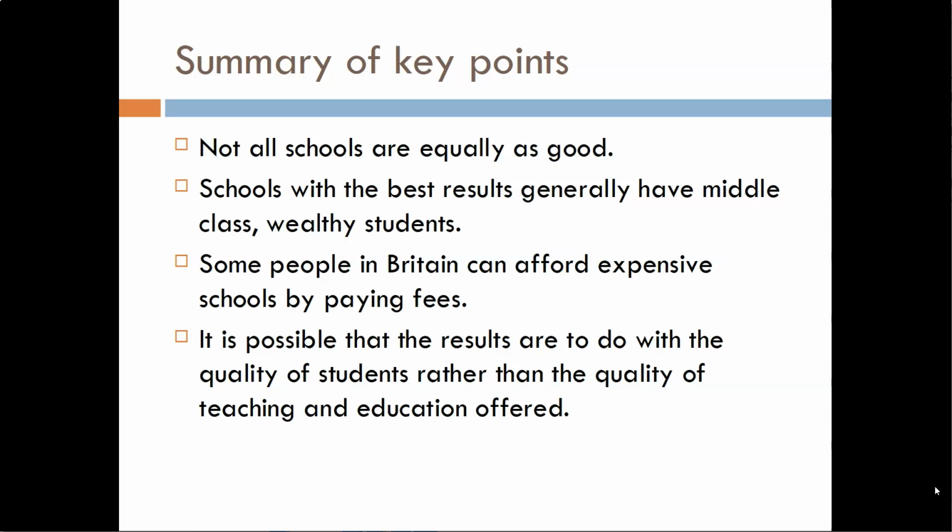So what we've looked at is that not all schools are equally as good. Schools with the best results generally have middle class and wealthy students. Some people in Britain can afford expensive schools where they pay fees, and sometimes those fees are 16, 20 or more £1,000 per year. And it's possible that these very good results are to do with the quality of the students, i.e. if you're able to select the best students to attend, then you're going to get better results than if you were only able to select the worst. And this is rather to do with the quality of the students than the quality of the teaching and the education that's offered.